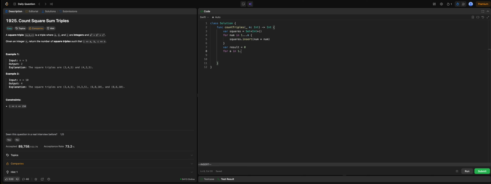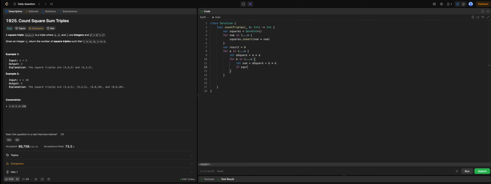So let's call a in 1 through n. And then let's compute a squared, that is a times a. And next is b. I know you guys will have a comment that this would be O of n squared. Yeah, that is optimal as far as I can think of right now. Then we compute the sum, since we have a squared plus b times b. So that would be our result.